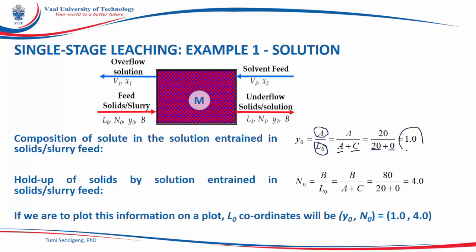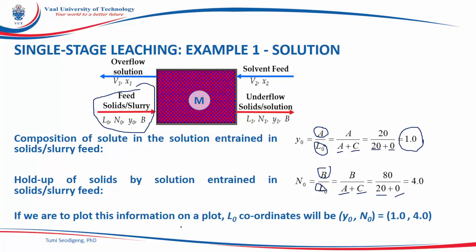Then we can calculate YO to be equal to 1. And remember what I elaborated on in the previous slide: if there is no solvent in the slurry feed, your YO becomes 1. The holdup of solutes by solution entrained in the solid slurry feed can be calculated, which we know will just be mass of solids divided by mass of solution, and solution is made up of A plus C, and we know that it's only A, there's no C, there's no solvent.